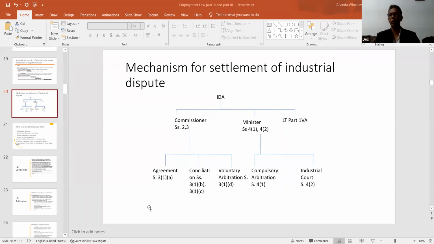Okay, I'm going back to my slide number 20 now. Look at the last part. We discussed the power of the commissioner, settlement through agreement, conciliation, voluntary arbitration, and the minister's power, compulsory arbitration, and referring matters for industrial dispute to the industrial court, and then the final one, LT, Part 4A of the Industrial Dispute Act, Labor Tribunal.